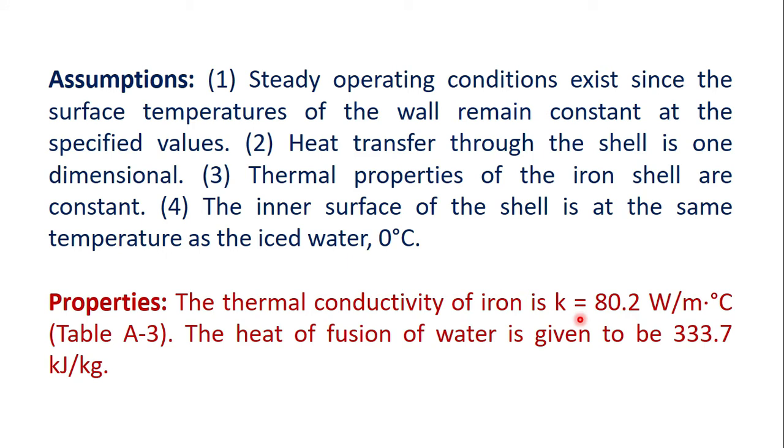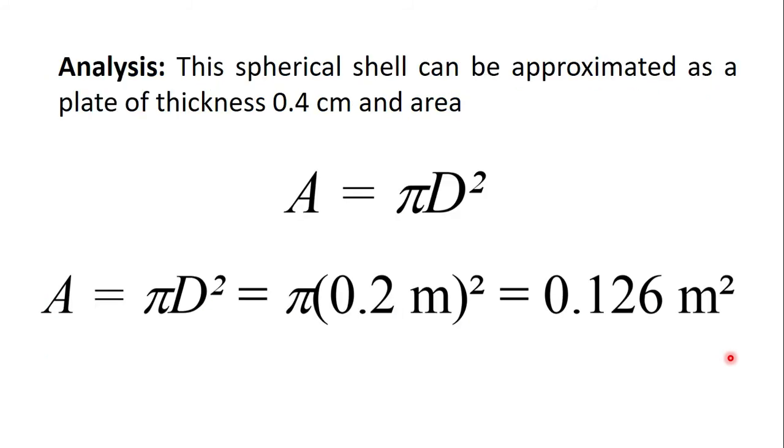The one important property that you need to solve this problem is the thermal conductivity, and you have to take that thermal conductivity of the iron from table A3 given in your book. This thermal conductivity of the iron is 80.2 watt per meter per degree centigrade, and the heat of fusion of water which is given in the question statement is 333.7 kilojoule per kg.